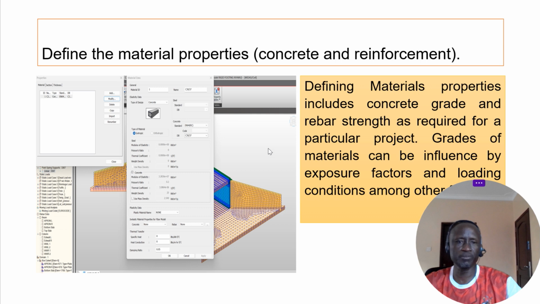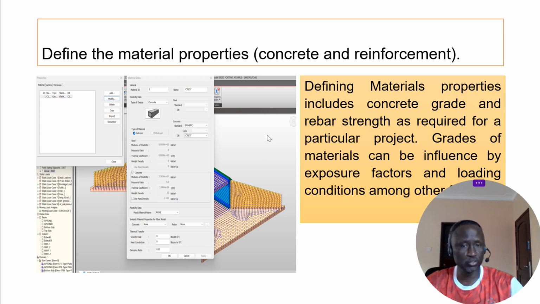Then defining the material property, concrete and reinforcement, is very important. I think we shall have a session where we shall be doing all this. I will demonstrate this, so let me just take you through. Defining material property includes concrete grade and rebar strength as required for the particular project. Grades of materials can be influenced by exposure factors and loading condition, among other factors.